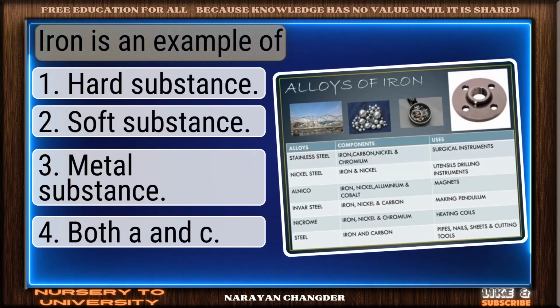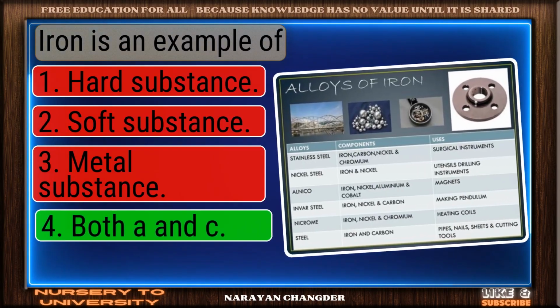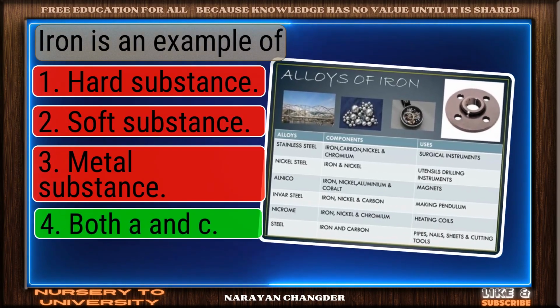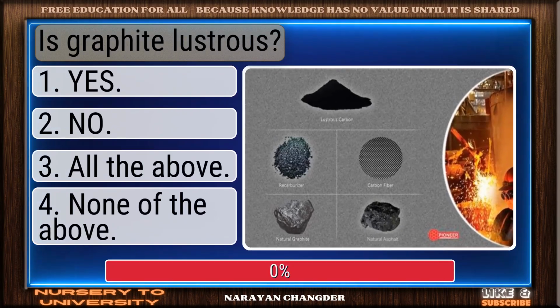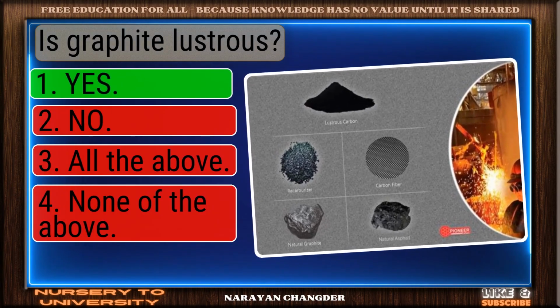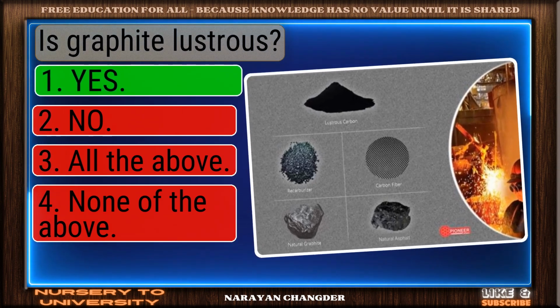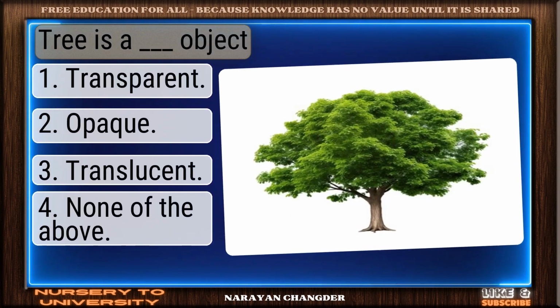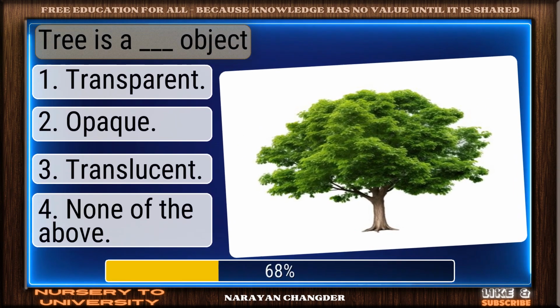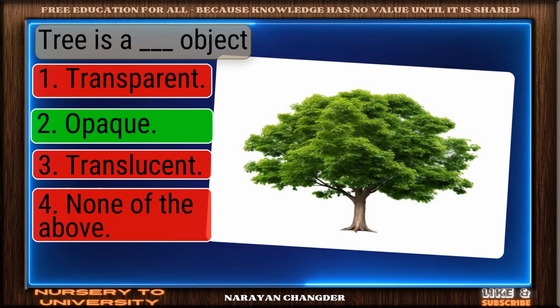Iron is an example of. Bravo! Both A and C is the answer. Is graphite lustrous? Exactly. Yes makes sense, and it is right choice. Tree is a dash object. Well picked. Opaque is the correct answer.